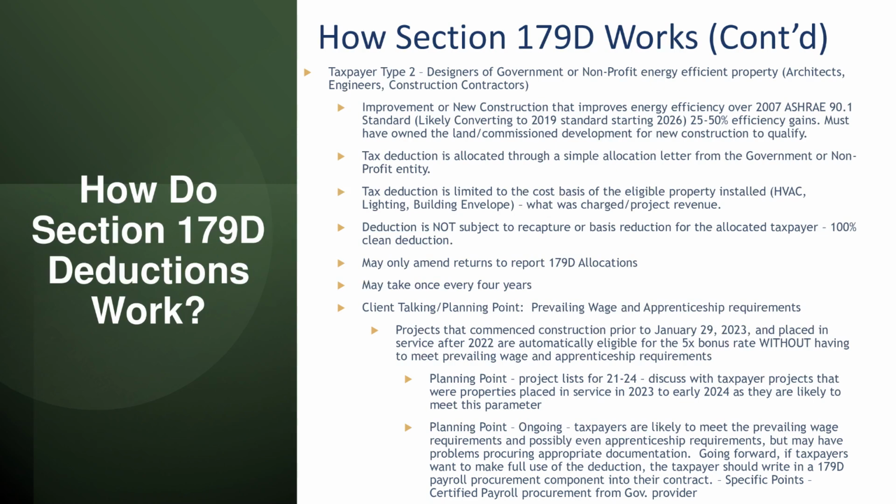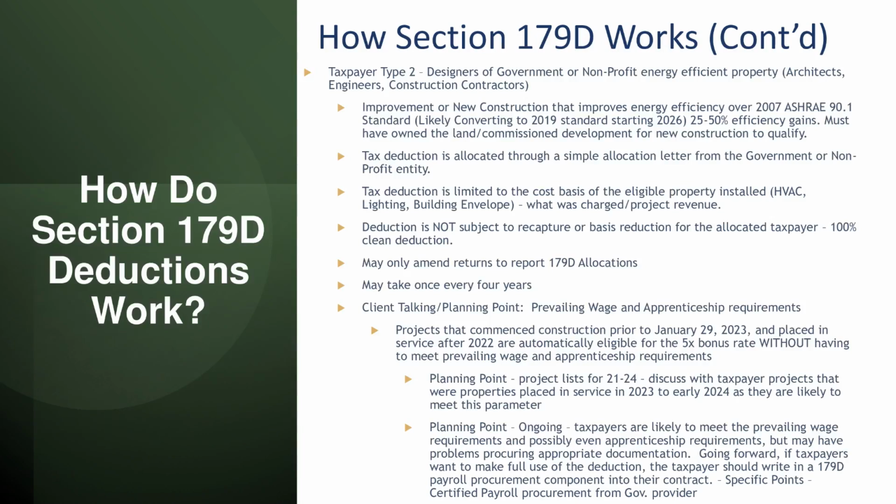So taxpayer type 2 are also having some of the same issues around prevailing wage and apprenticeship programs. That's usually the architects and engineers, not necessarily the construction contractors who actually perform the work, because the contractors have the payroll and everything you need to prove that you meet the prevailing wage and apprenticeship components. But the architects and engineers who do the majority of the design and have reaped the benefit of this particular tax deduction over the last few years are probably starting to experience a bit of an issue with being able to take the full deduction.